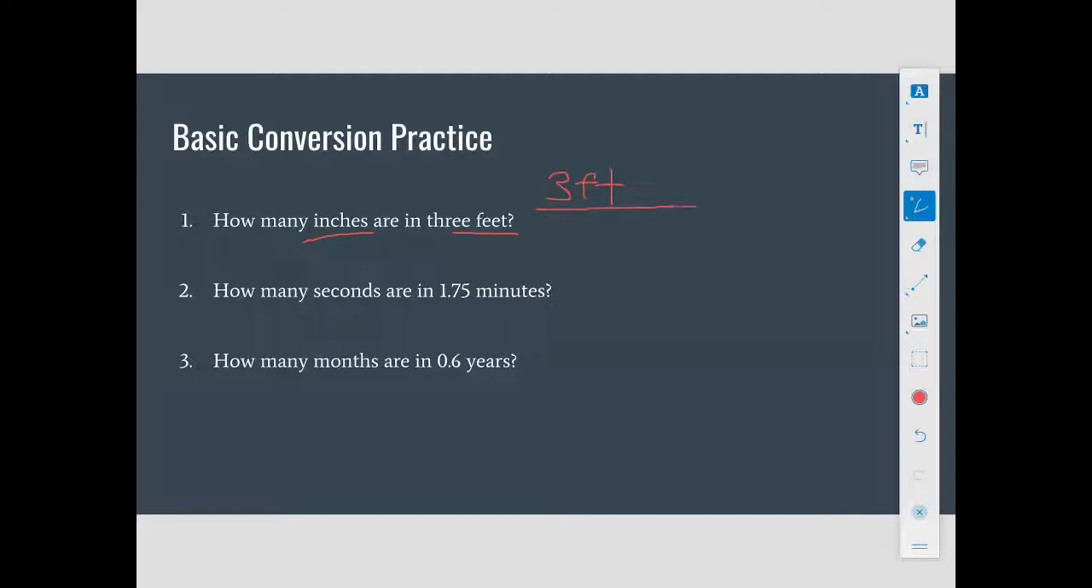We put that in the top left corner and we draw our little crosshairs. So now I need to get rid of feet, which means it's going to go on the bottom. Anytime you get rid of something, you put it on the opposite side. And now I need to get into inches. Now hopefully you know that for every 12 inches, there is 1 foot. So for this one right here, and I'm going to change colors, you're going to go 3 times 12 divided by 1. Feet cancel, and you're left with 36 inches.